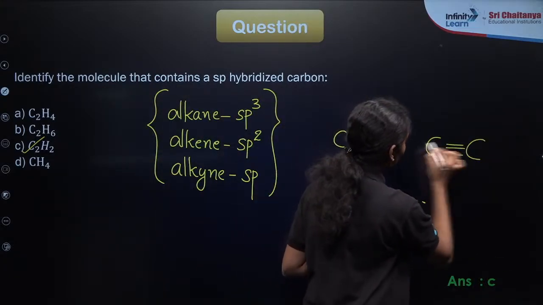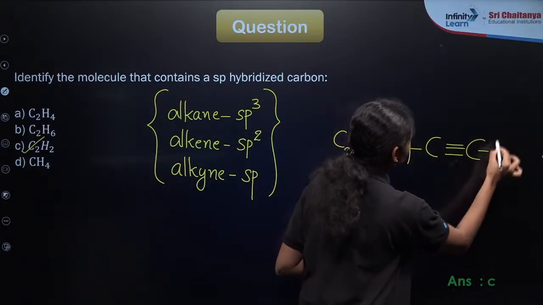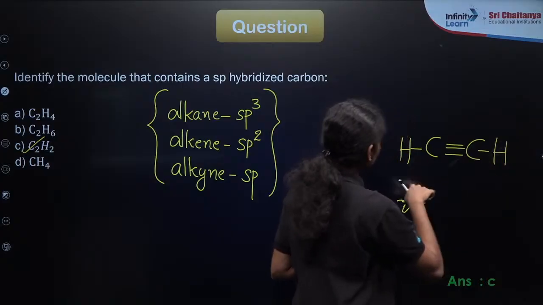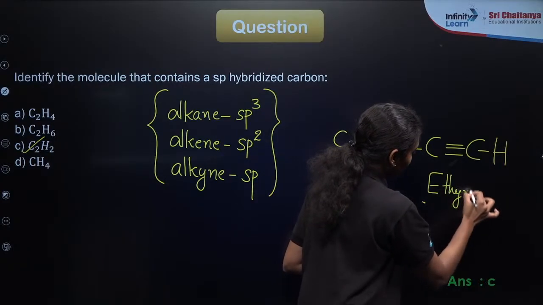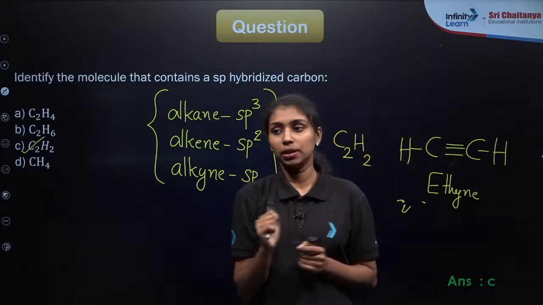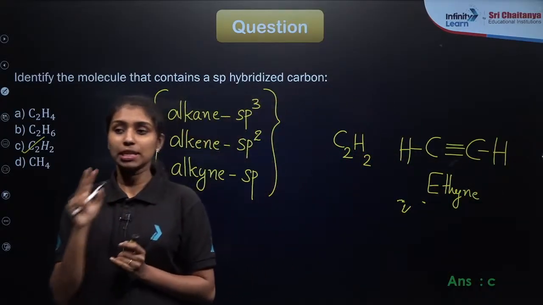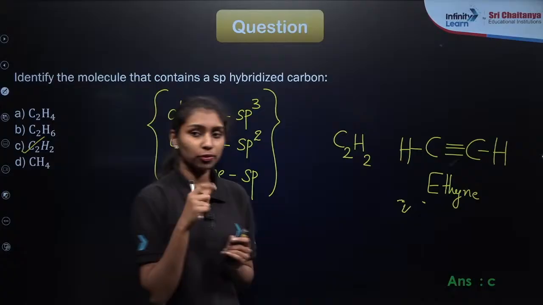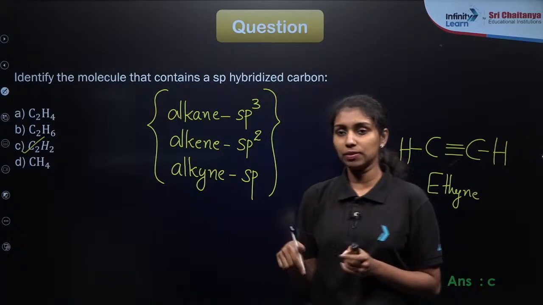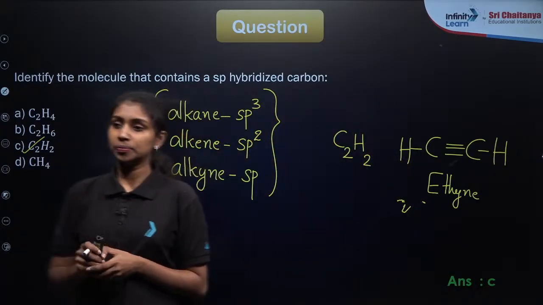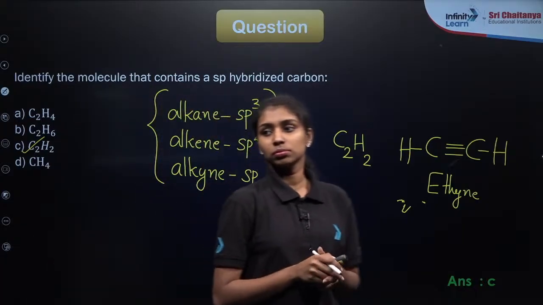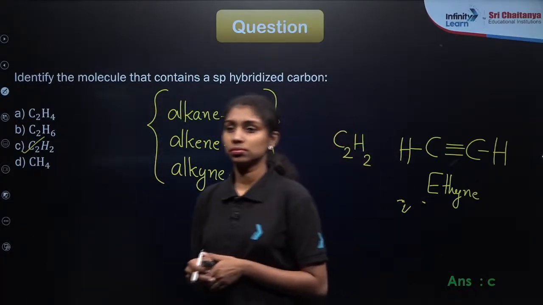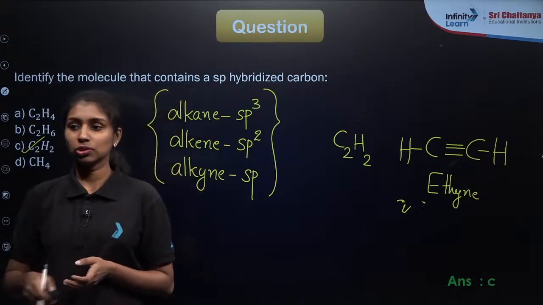A triple bond is formed between the carbon atoms here, and this will be the structural formula of the C2H2, or ethyne molecule. So, these carbons will be sp hybridized carbons. Those who are having any confusion in the hybridization part, just watch our first part for hybridization in the first chapter, which is given in our channel. Okay, I hope you understand.